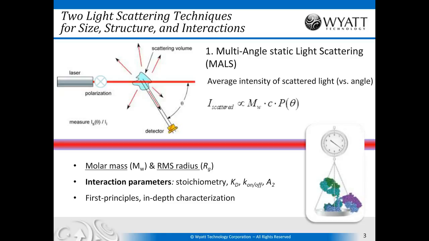The properties that can be determined with MALS include the molecular weight, or the molar mass of the molecules, and also a measure of size called the root mean square radius, also known as RG. Since this is a first principles technique, it can be used to derive some important parameters, for instance, the stoichiometry of association, binding affinity, rates of association, dissociation, and also a measure of interactions known as the osmotic second virial coefficient. And so because it's first principles, we can in fact derive in-depth characterization using multi-angle light scattering.